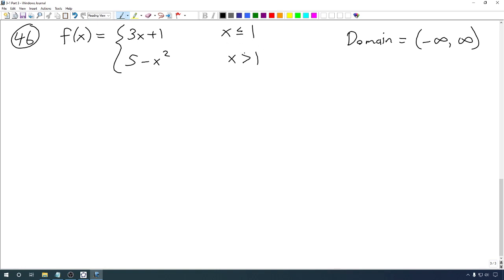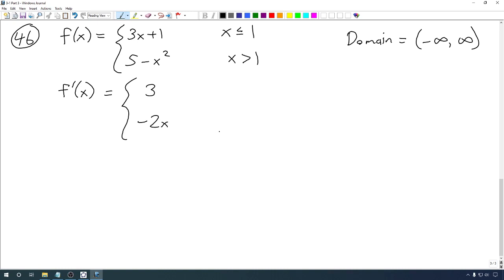The domain does include 1. We have a definition there. But we don't have any problems with these formulas on the regions that we're using them. When we differentiate a piecewise function, we are able to differentiate each piece separately. So this 3x plus 1, we can differentiate that and get a 3. The 5 minus x squared, we can differentiate that part. The 5 goes away, and the x squared becomes a 2x. We have a minus 2x.